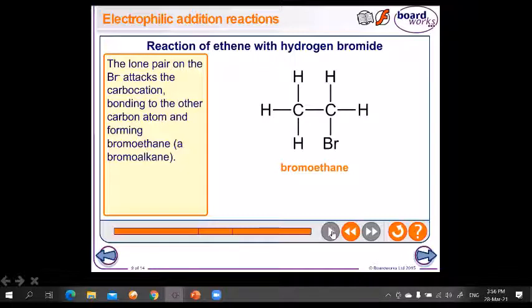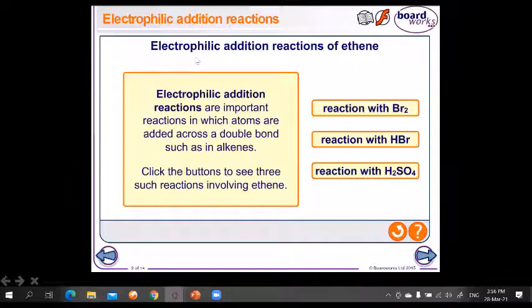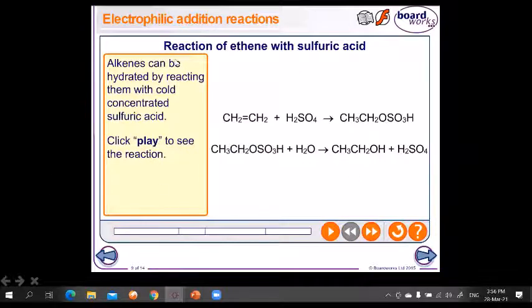Okay, yes, and then that forms the polymerization. Now I haven't really shown you what happens with an acid. Let's look at this: reaction of alkenes with an acid. Alkenes can be hydrated by reacting with cold concentrated sulfuric acid.